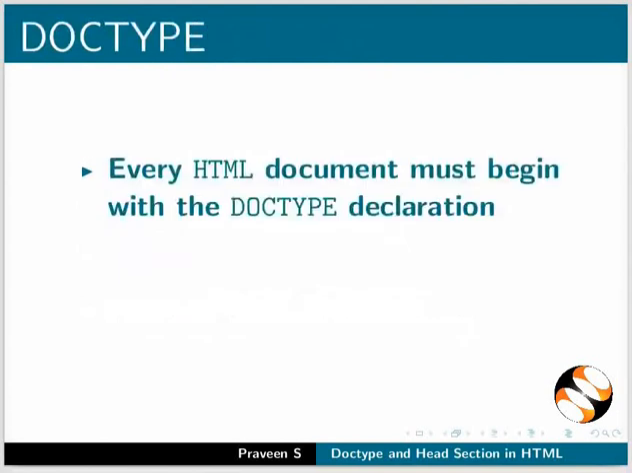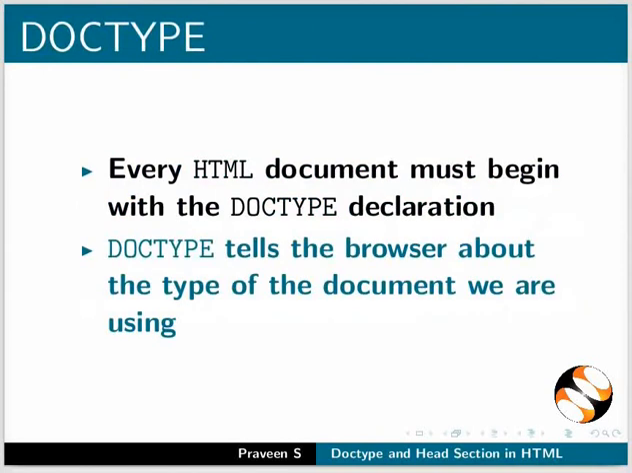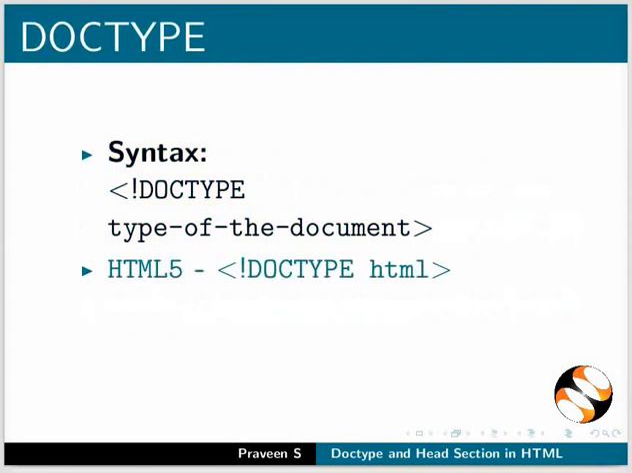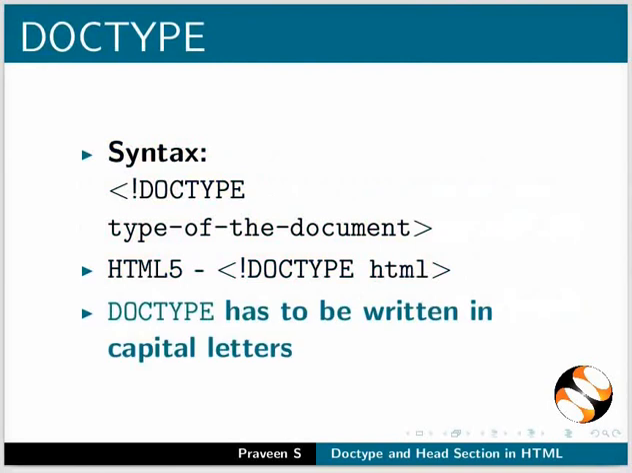Every HTML document must begin with the doctype declaration. Doctype tells the browser about the type of the document we are using. This is the syntax. For HTML5, we have to type doctype HTML. The word doctype has to be written in capital letters. Let us have a look at this.